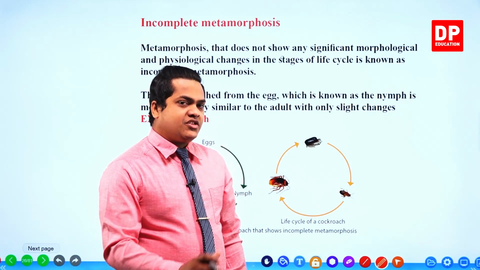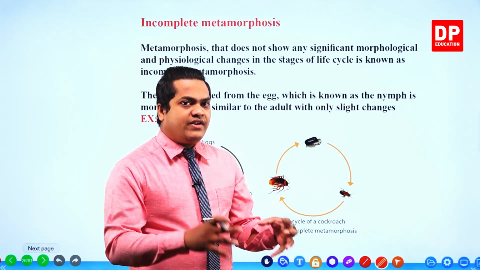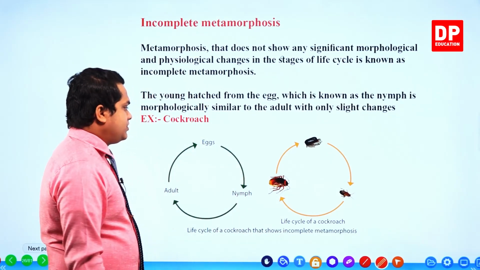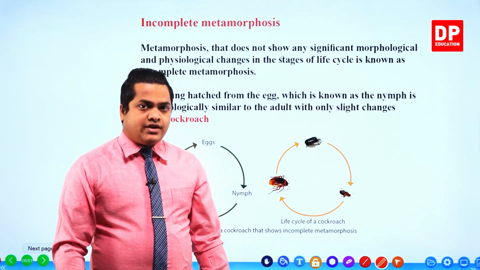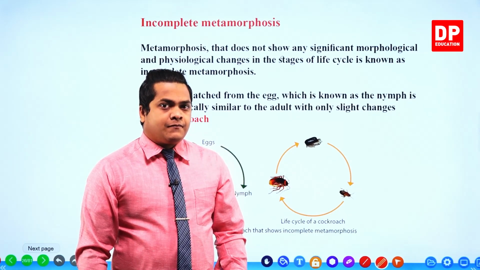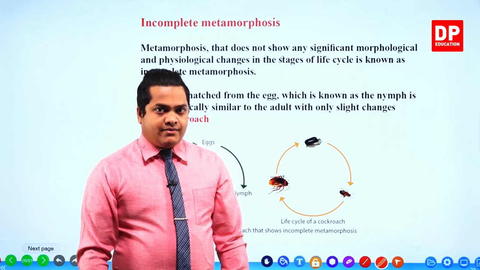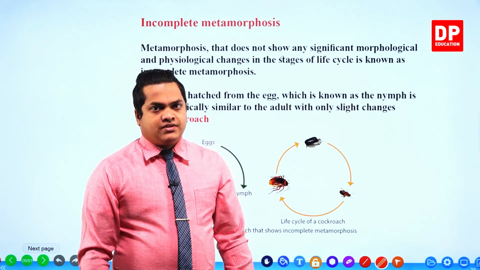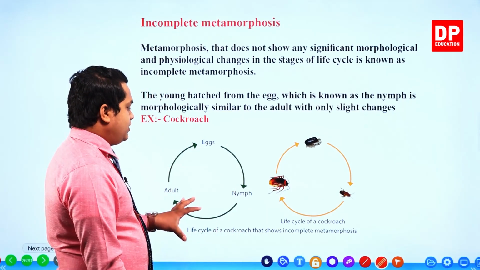That's why I told you that just by looking at the nymph, we can say that it's going to convert into this kind of adult in the near future. Examples are given: the cockroach, and not only the cockroach, the cricket, grasshopper, and dragonfly also undergo incomplete metamorphosis. So my dear children, these are the stages of incomplete metamorphosis given in your figure.